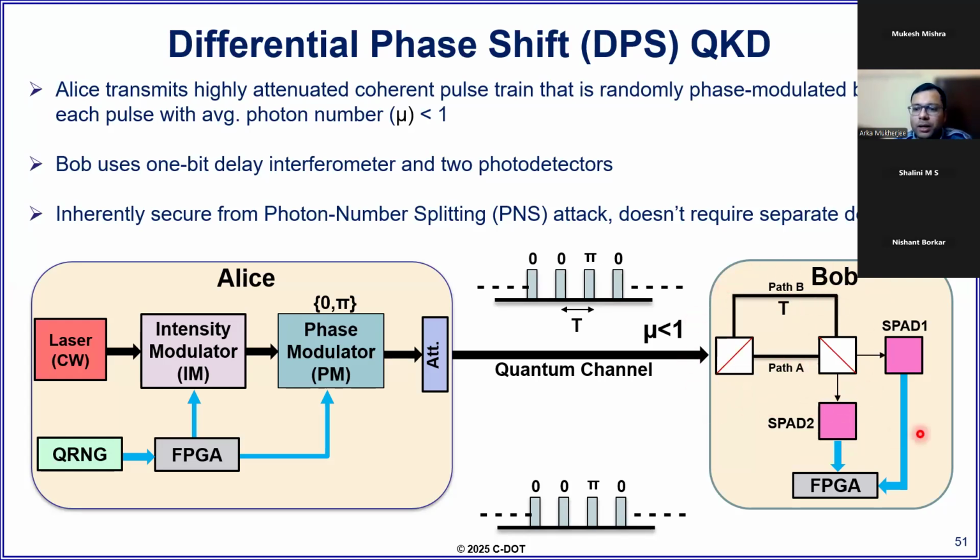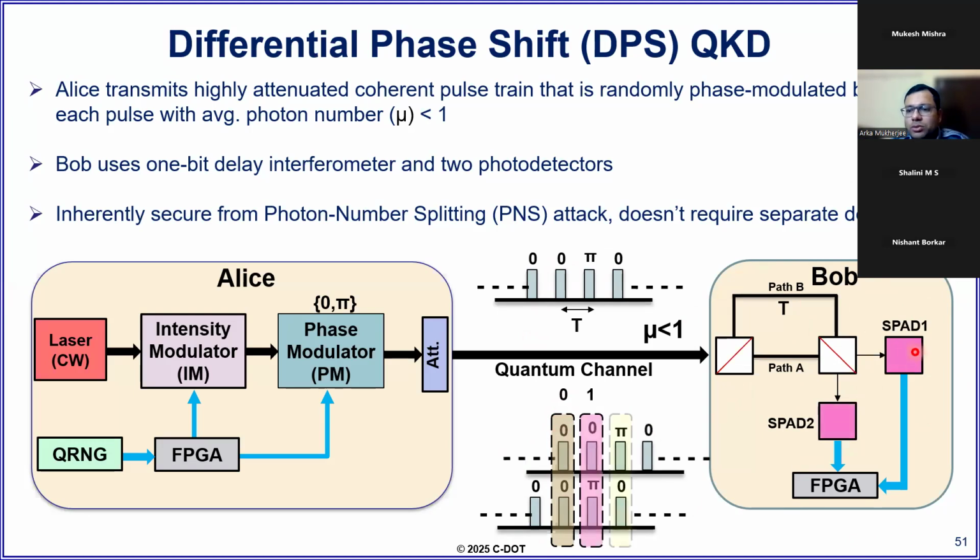So what will happen in this Bob? This pulse will interfere with this pulse. How? Just follow the animations. So this is 1-bit shifted. We have sent 0 0 pi 0. So it is 1-bit shifted. Now this will interfere. If 0 and 0 interfere, then this is a constructive interference, so one SPAD will click. If 0 and pi interfere, this is a destructive interference, so another SPAD will click.